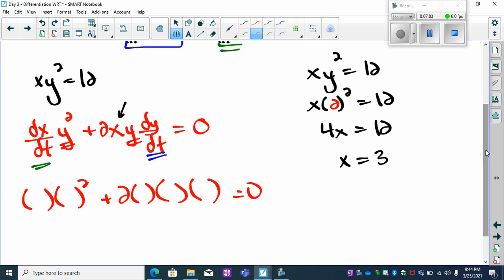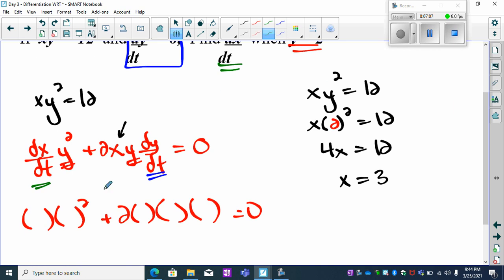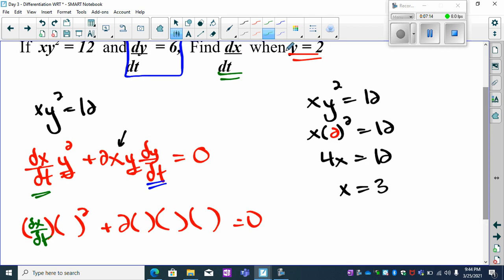And I will solve for dx over dt. So dx over dt is what I'm looking for. Y we know is 2. So there was a y here, and I square it, and a y here. And I know that x is 3. I just found that. So this would be a 3. And dy over dt is 6.